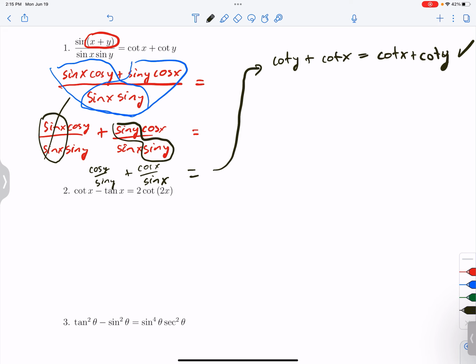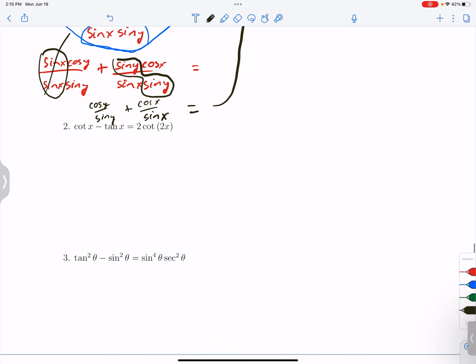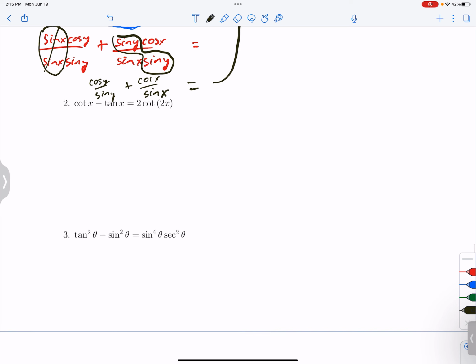Okay, these next ones are a little bit more complicated. I have cotangent of x minus tangent of x is equal to 2 cotangent of 2x. Well, we don't have a formula for cotangent of 2x that we've been over, but tangent of 2x is 2 tangent of x divided by 1 minus tangent squared of x. So if that's the double angle for tangent, cotangent is just the reciprocal.